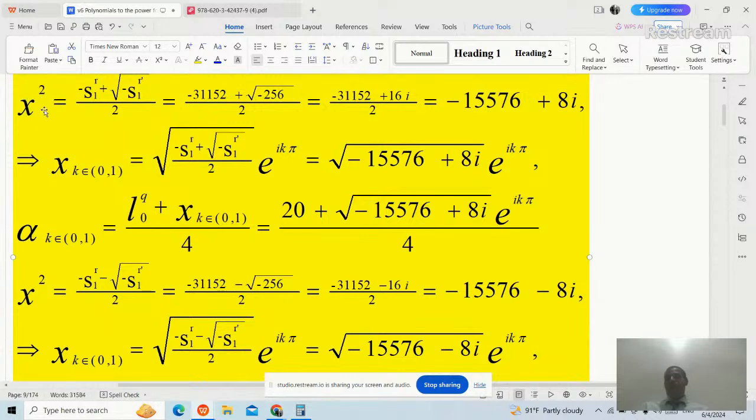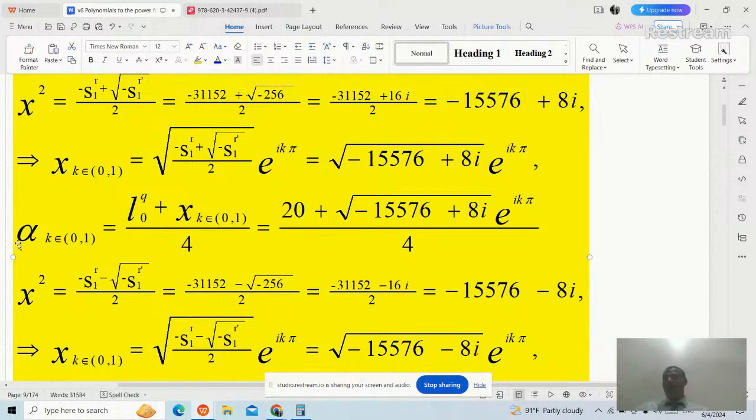So in order to find xk, xk should be equal to, of course, k belongs to 0 and 1, the root of x squared times exponential ik pi. This one will give us exactly xk equal to the root of negative 15,576 plus 8i times exponential ik pi. This is the roots of my new polynomial that is obtained from the discriminant formula.